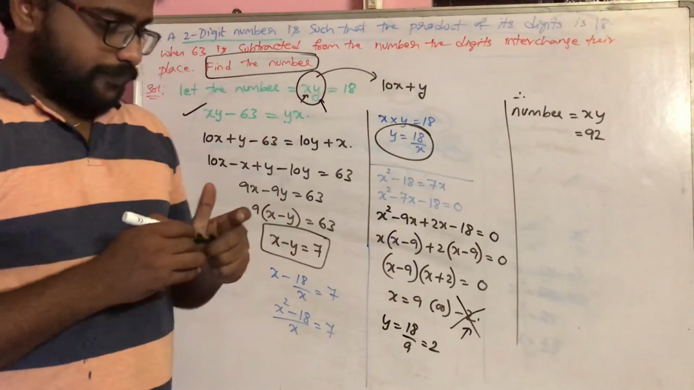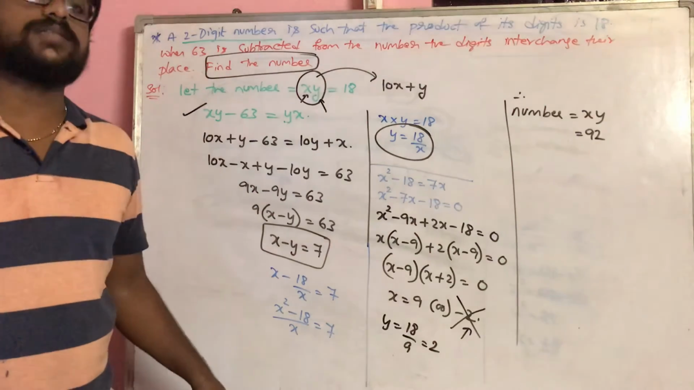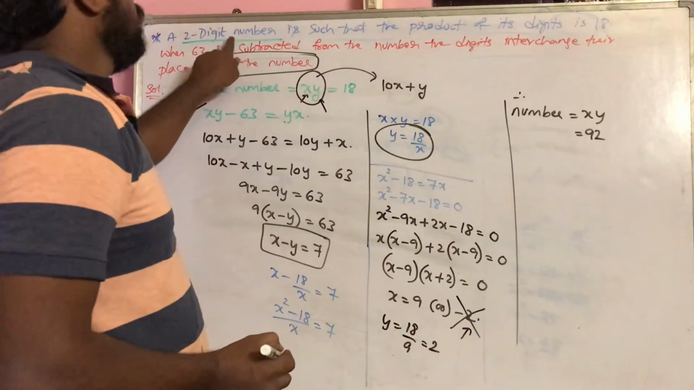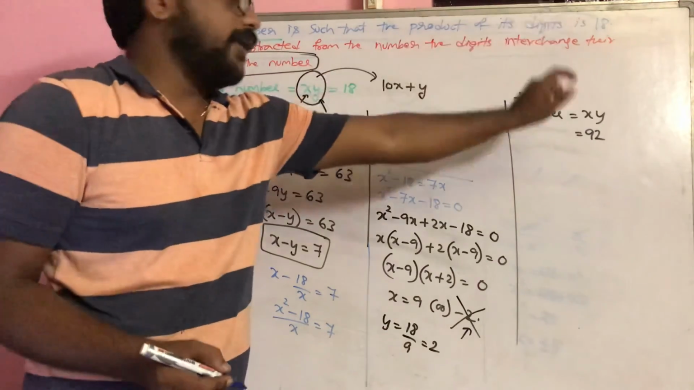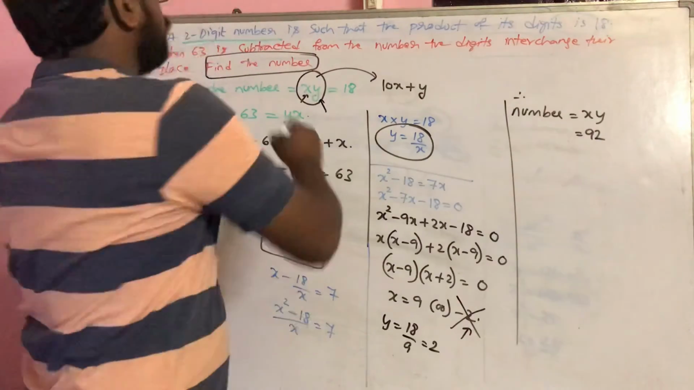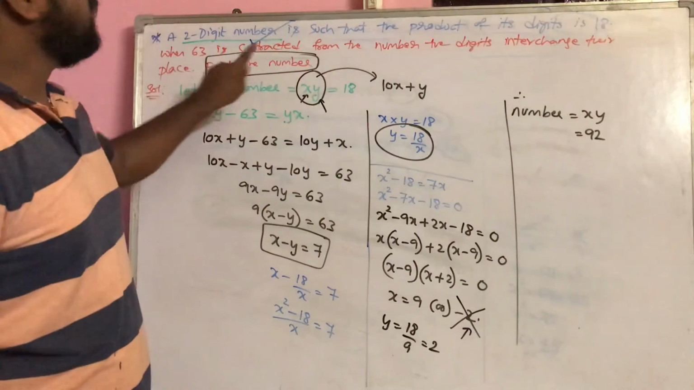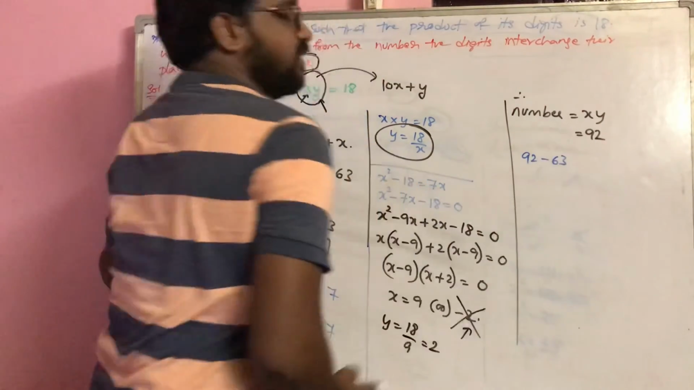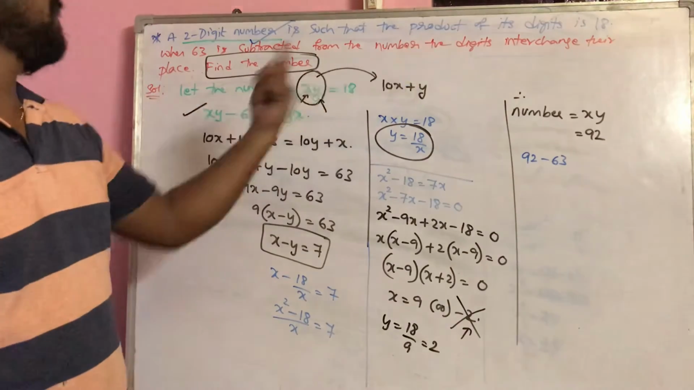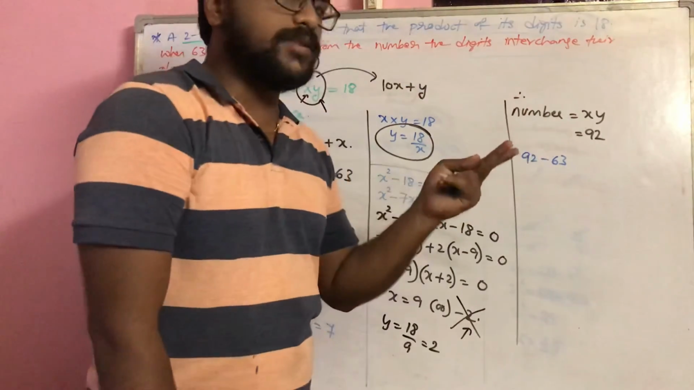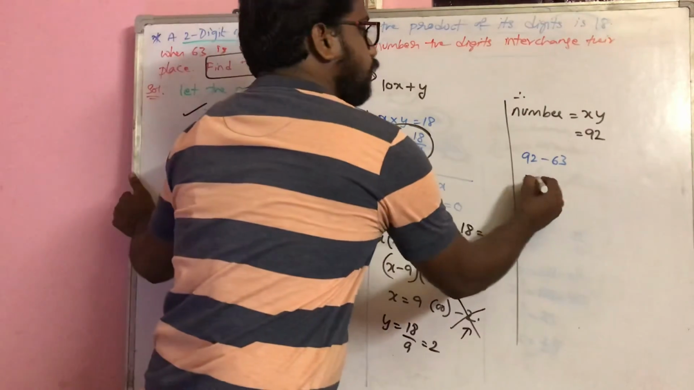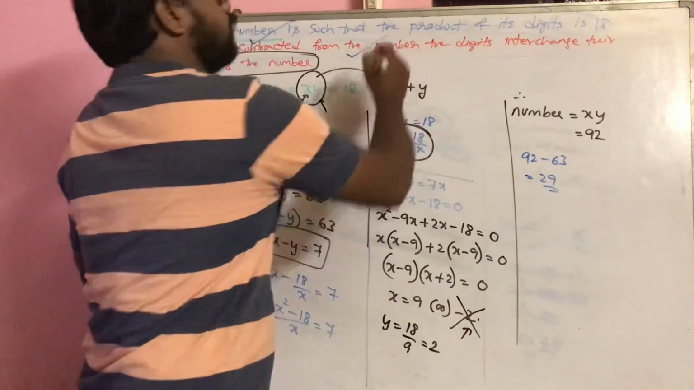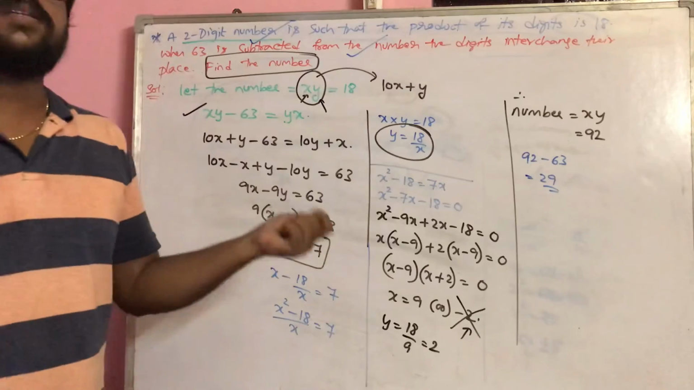In the examination, if you have time, you can cross check whether the answer you got is correct or not. See what they said. First condition, the 2 digit number has the product of digits 18. 9 into 2 is 18. So first condition satisfied. When 63 is subtracted from the number, that means from 92, if I subtract 63, the digits interchange their place. That means 92, if I interchange the positions, 29 you will get. So 92 minus 63, you will be getting 29. So this condition is also satisfied. So that means whatever answer you got here is correct.